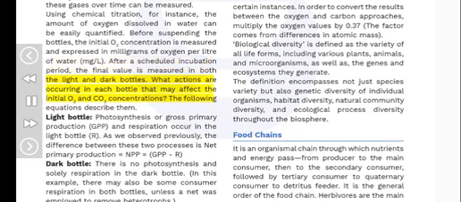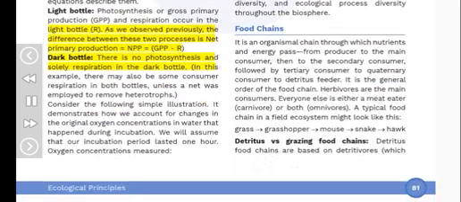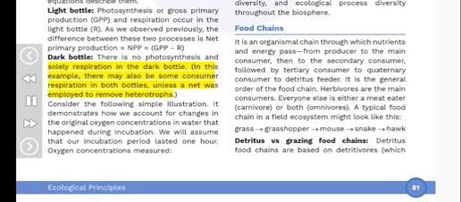What actions are occurring in each bottle that may affect the initial O2 and CO2 concentrations? The following equations describe them. Light bottle: photosynthesis, or gross primary production, GPP, and respiration, R, occur in the light bottle. As we observed previously, the difference between these two processes is net primary production, NPP equals GPP minus R. Dark bottle: there is no photosynthesis and solely respiration in the dark bottle. In this example, there may also be some consumer respiration in both bottles, unless a net was employed to remove heterotrophs.